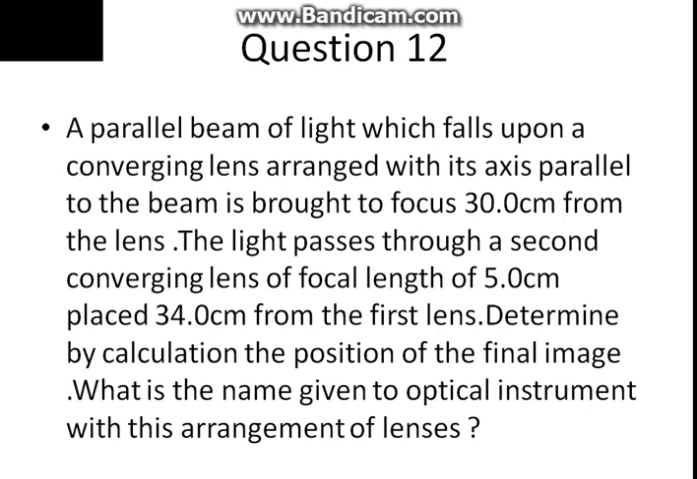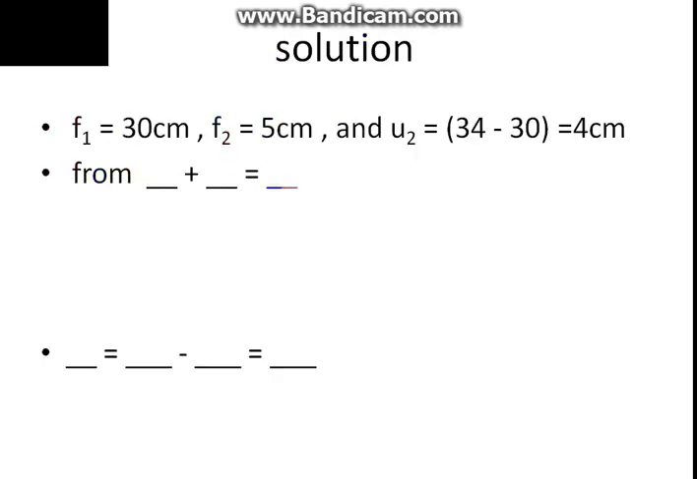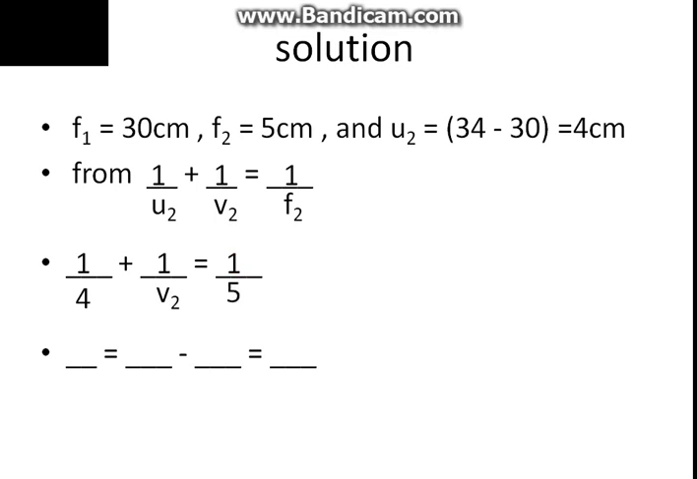Solution. F1 is equal to 30 cm, F2 is equal to 5 cm, and U2 is equal to 34 minus 30, which is equal to 4 cm. From 1 over U2 plus 1 over V2 is equal to 1 over F2. Substituting the values, you have 1 over 4 plus 1 over V2 is equal to 1 over 5.